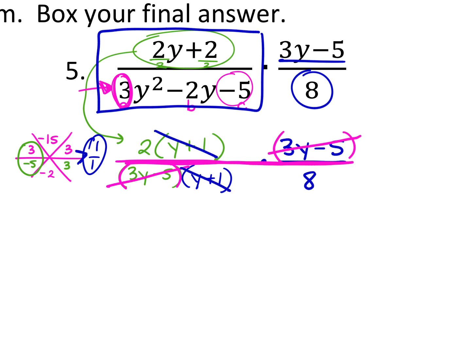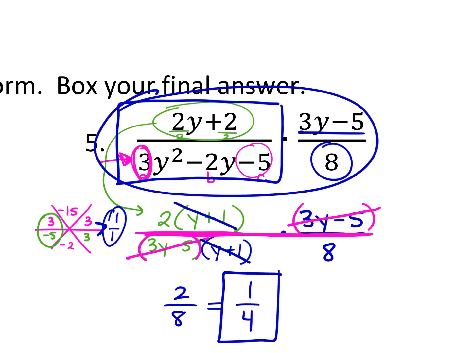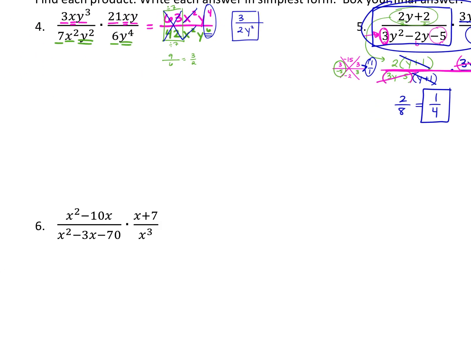Y plus 1 over y plus 1 is 1. What are we left with right now? 2 over 8. Is that our answer? Why not? Reduce that fraction. What's 2 over 8? 1 over 4. That's your answer. Isn't that lovely? You went with this to start and it became 1/4. It's beautiful. Love math. Love math.